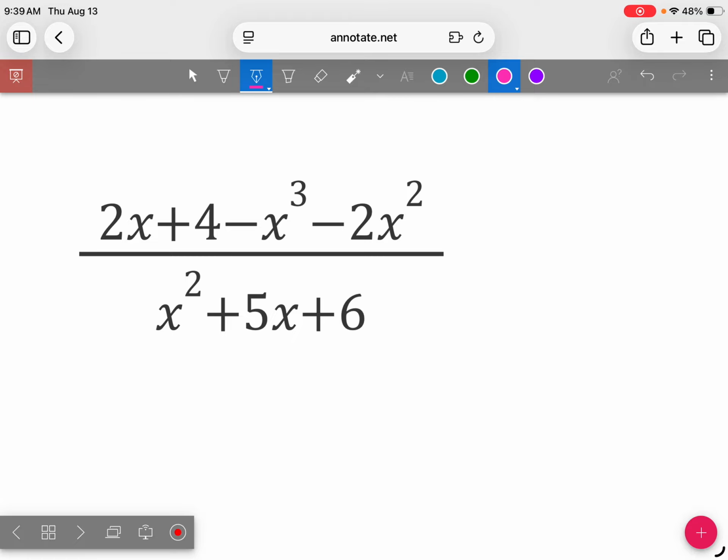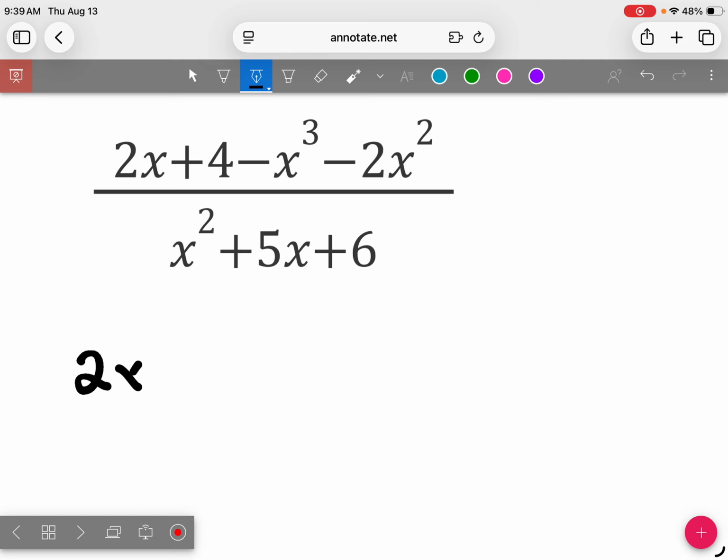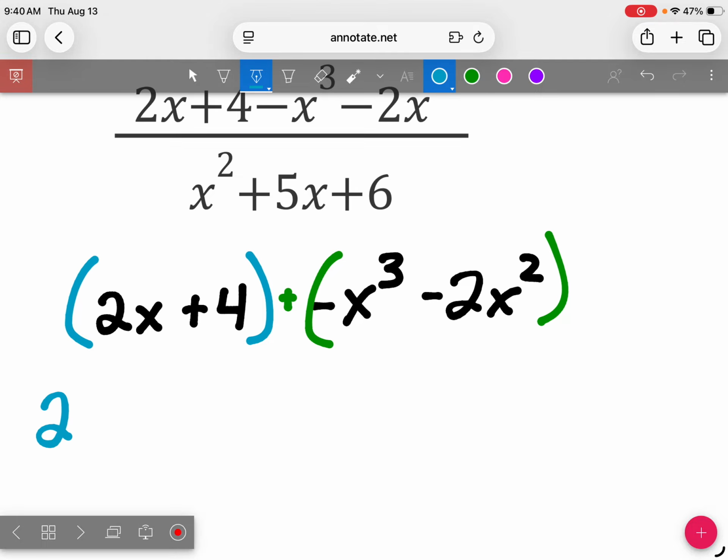Let's try by grouping. I see 4 terms, so let's see if we can do this by grouping. I'm going to rewrite it down here so I can do this as a whole line. I'm going to have my 2x plus 4 minus x cubed minus 2x squared. If I break these into pairs, what can I factor out of this pair? 2. So I can have 2, and that's going to leave me with x plus 2.